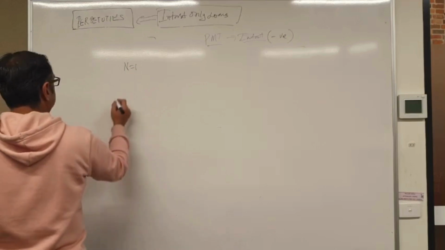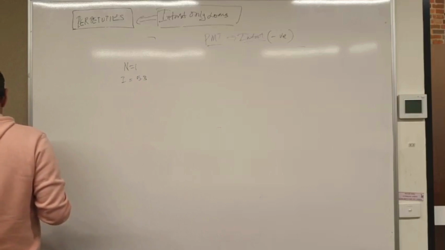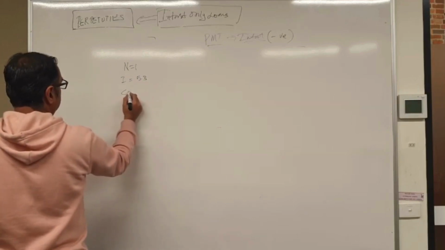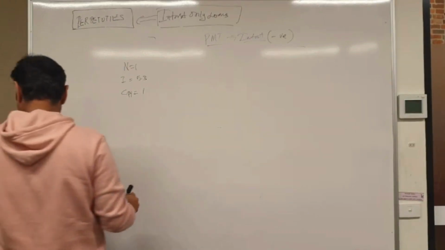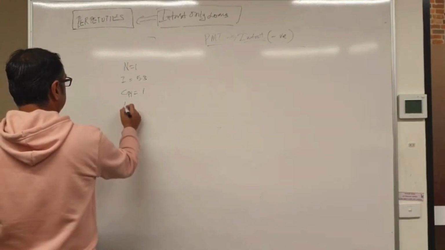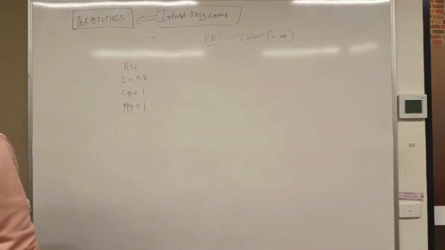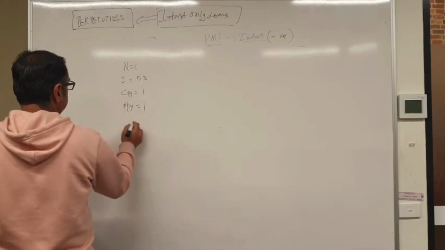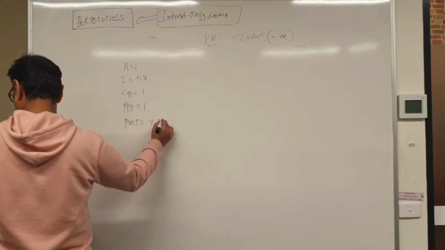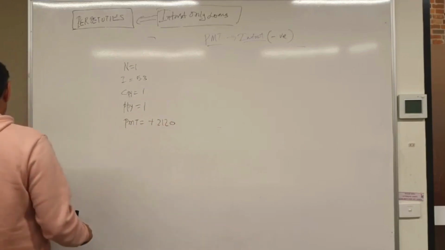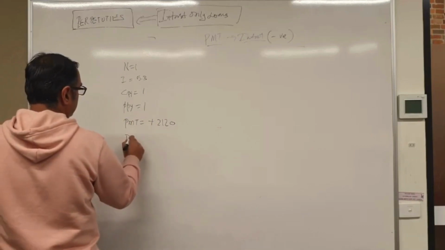With a rate of interest of 5.3, I is 5.3, compounding annually, CPY is 1, requires annual payments, PPY is 1, of 2120, PMT is positive. What's the principal? So I'm after my PV.